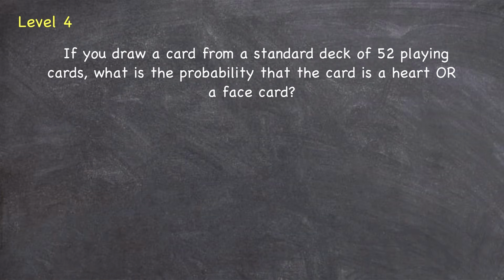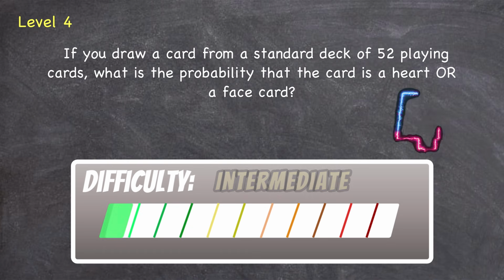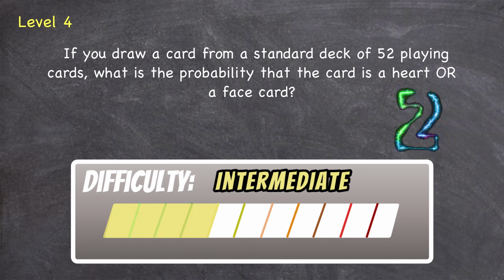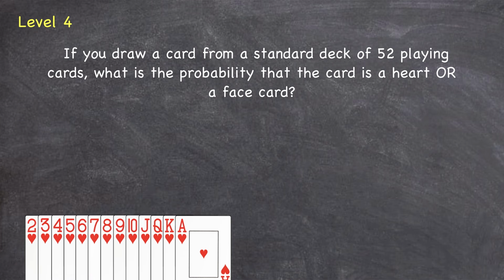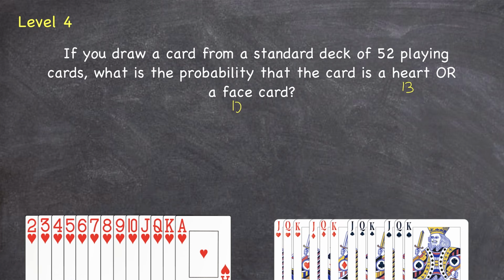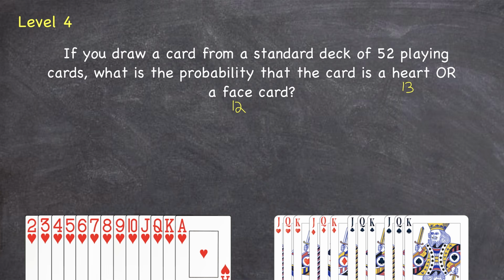Level 4. If you draw a card from a standard deck of 52 playing cards, what is the probability that the card is a heart or a face card? Now, in a deck of cards, there are 13 hearts and 12 face cards, right? The face cards are the Jack, Queen, and King. So there are 3 face cards for each of the 4 suits, meaning 12 face cards.